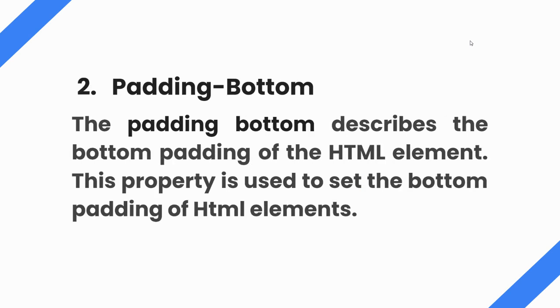Next, we have the padding bottom property. From the word bottom, you would know that it describes the bottom of the HTML element, that is, the down layer. The padding top is for the top, and the padding bottom is for the bottom, the base of the HTML element. The padding bottom describes the bottom padding of the HTML element, and it is also used to set the bottom padding to any value you want. This property affects only the bottom and not any other padding.